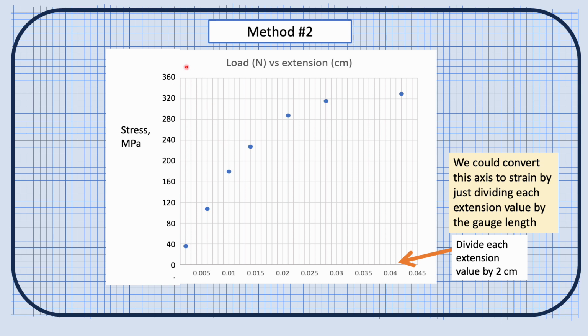Do that for all of the load values on my y-axis. Then on my x-axis, because my gauge length is 2 centimeters, I can divide each of these values, which are in centimeters, by 2 to get strain.